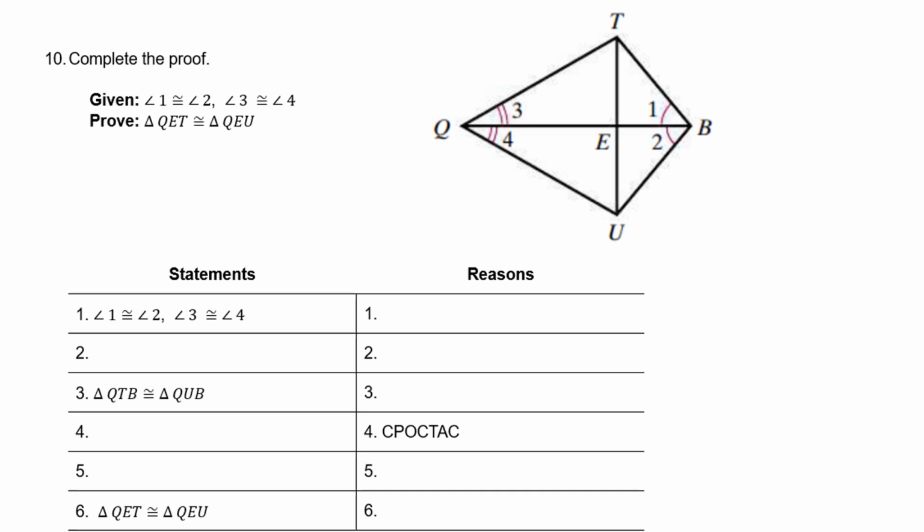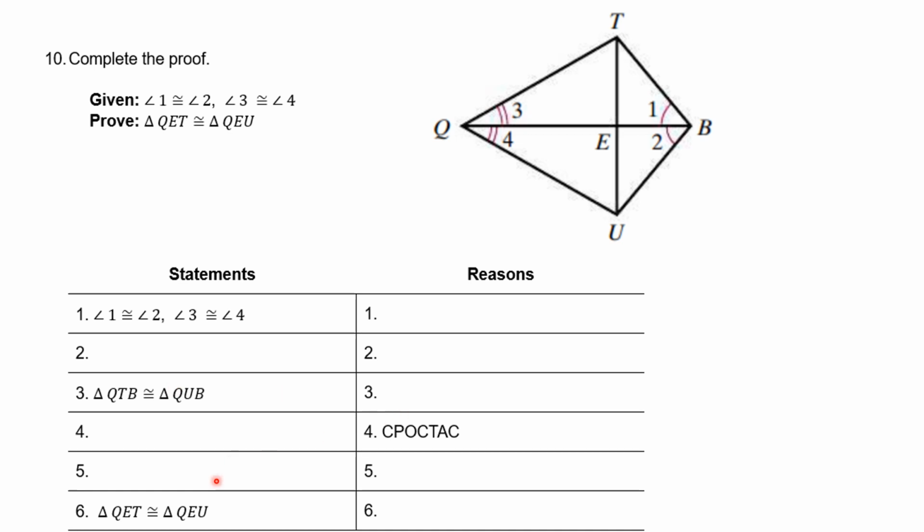All right, so number 10, we've got this diagram. It kind of looks like a kite to me. It says we're given that angle 1 is congruent to angle 2, which they have already marked, and angle 3 is congruent to angle 4, which they have already marked. And we're supposed to be proving that triangle QET, which looks like a right triangle right there, is congruent to QEU.